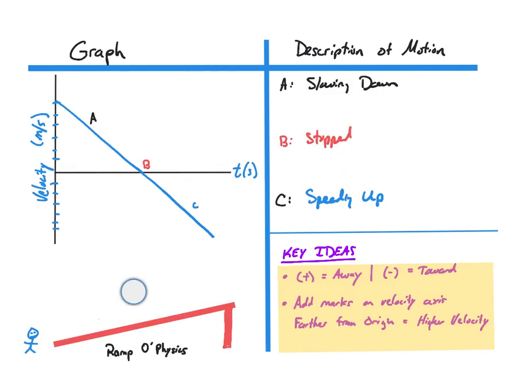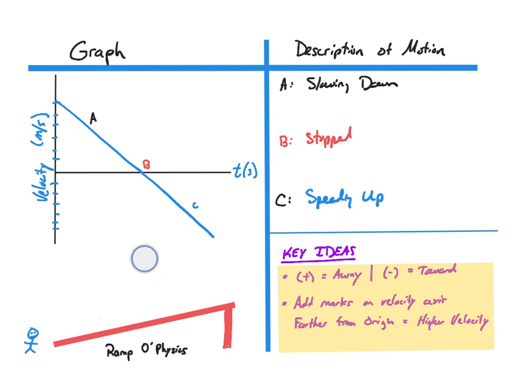All right, in this last example, I really want to tie some things together here. And so our key ideas to focus on are, as always, positive in a velocity time graph is away, negative is towards. We're going to add those marks on the axis. So I've done so already. And just as a review from before, we know that the object would be slowing down in A, stopped at B, and speeding up in C. So what I want to do is show you with this ball and this ramp of physics what that would really look like.